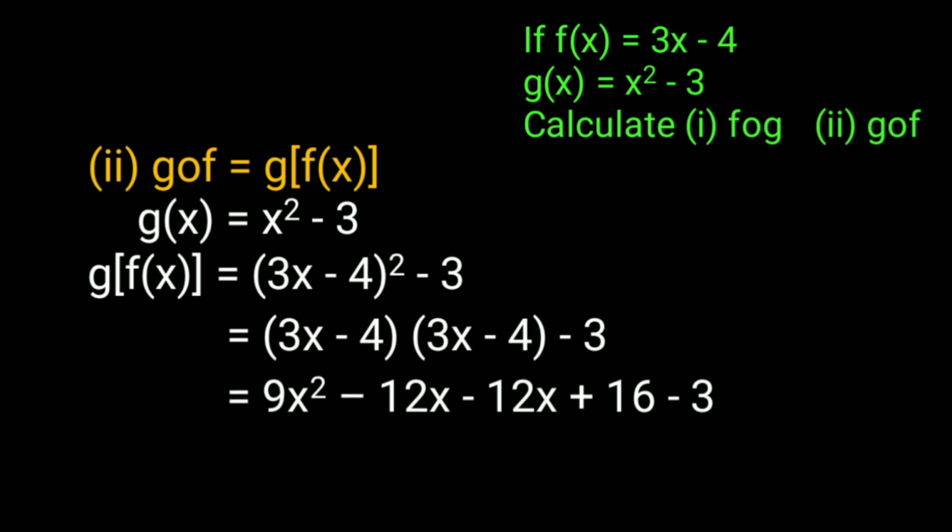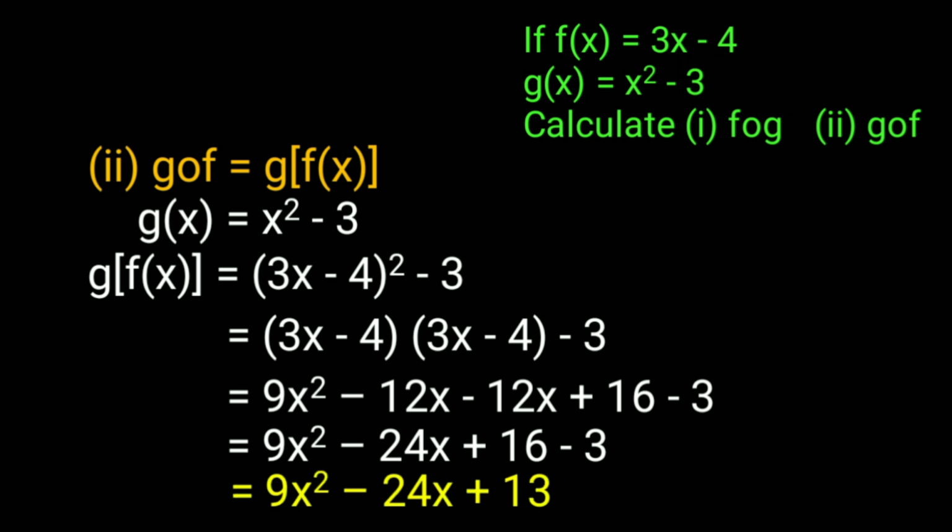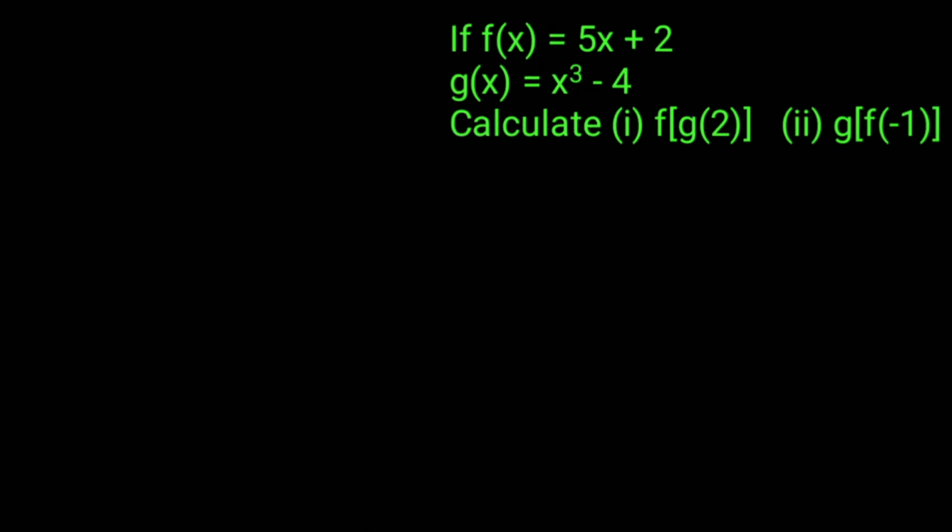So if you open the bracket, we have 9x squared minus 12x minus 12x plus 16 minus 3. And that gives us 9x squared minus 24x plus 16 minus 3. And our answer to that is 9x squared minus 24x plus 13. Let's take a look at another example.